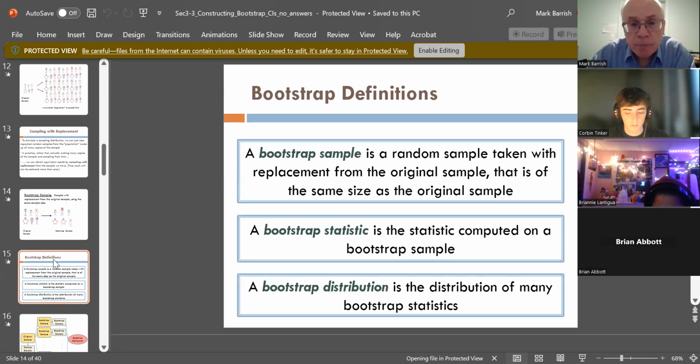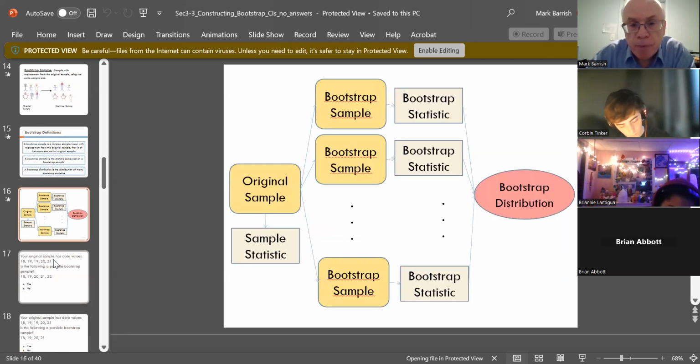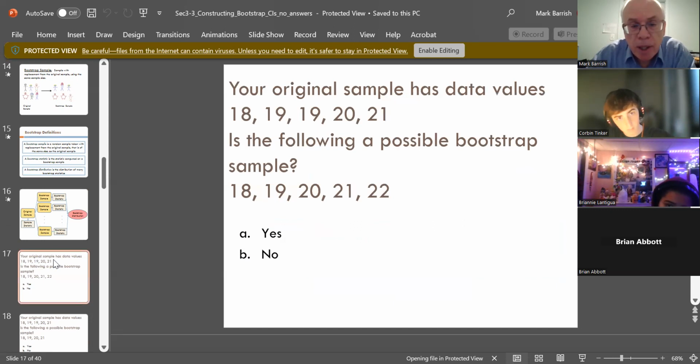All right. So a bootstrap sample is a random sample taken with replacement from the original sample. It has the same size as the original sample. A bootstrap statistic, such as the sample mean, is the statistic computed on a bootstrap sample. And a bootstrap distribution is the distribution of many of these bootstrap statistics. All right, that looks confusing.